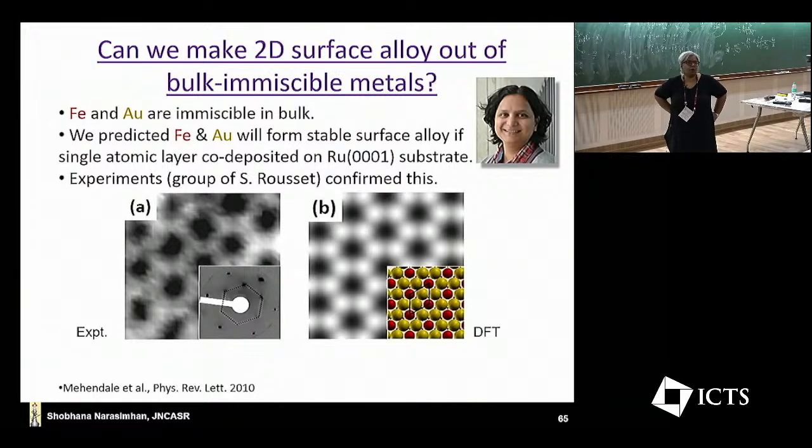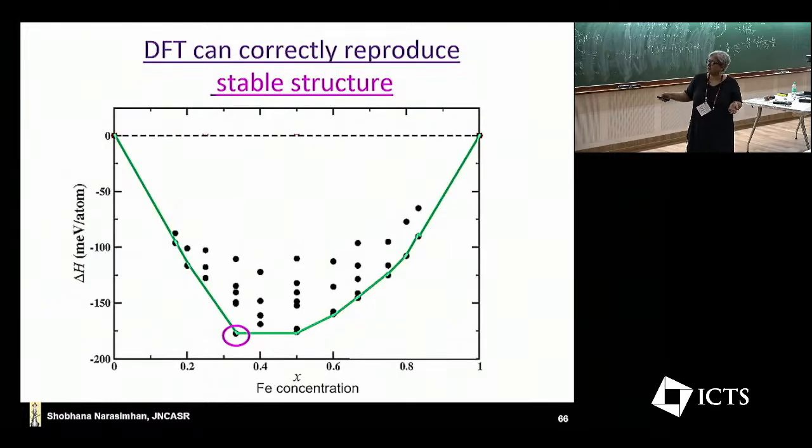But it formed in a structure that we hadn't expected. We hadn't considered it. We just tried some structures. We said it will form. So then we went back and did more calculations. I won't tell you exactly what this is, but just to say we tried lots and lots of structures, and we found that this is the structure that should form, and that's the structure that they indeed found experimentally.